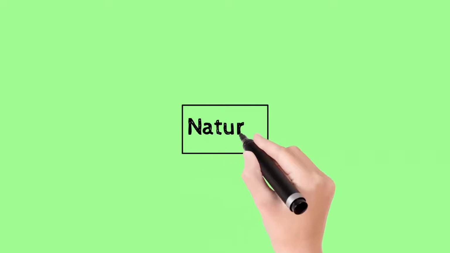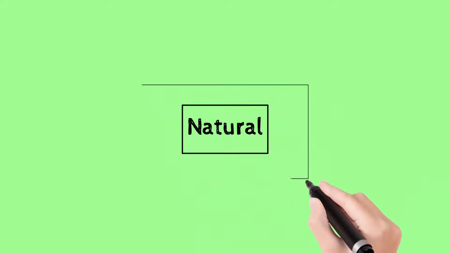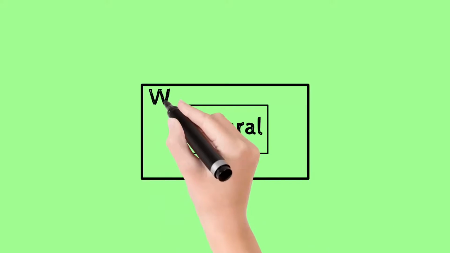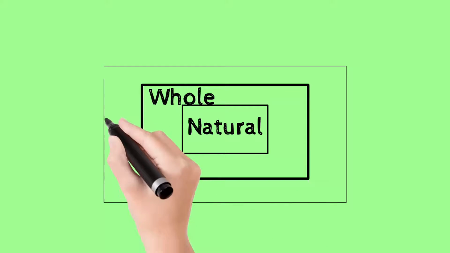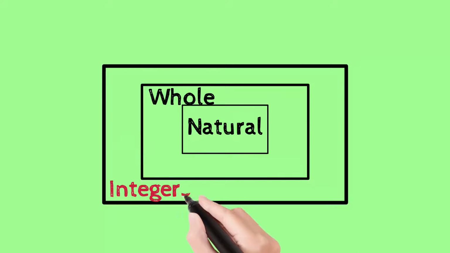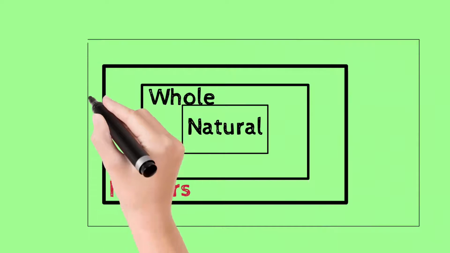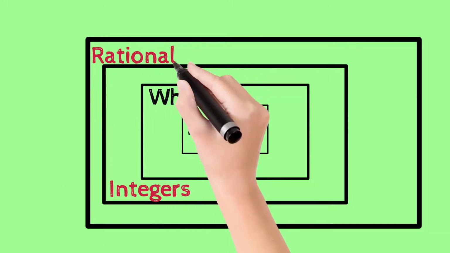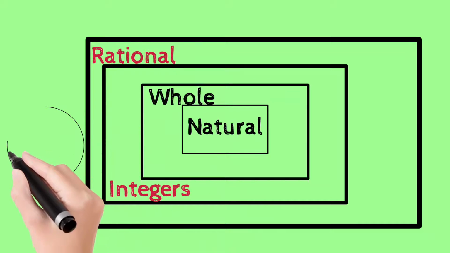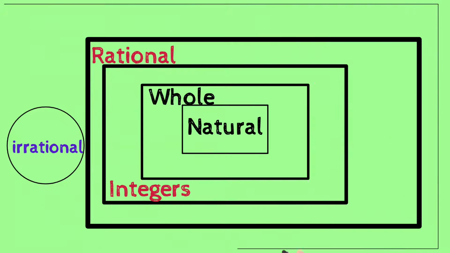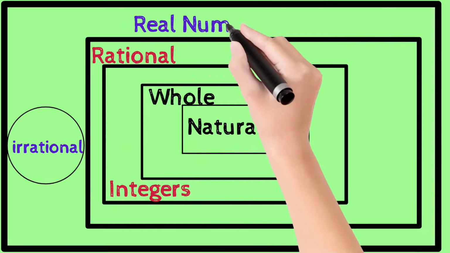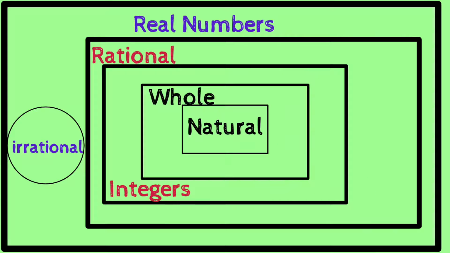So, the first one is a natural number. The second type of number is called a whole number. The third one is an integer, where we represent the negative numbers. The fourth one is a rational number, where you have the fractions. Then the fifth one, which is an odd person that stands alone, is an irrational number. So all these numbers come under one roof, which is called a real number.